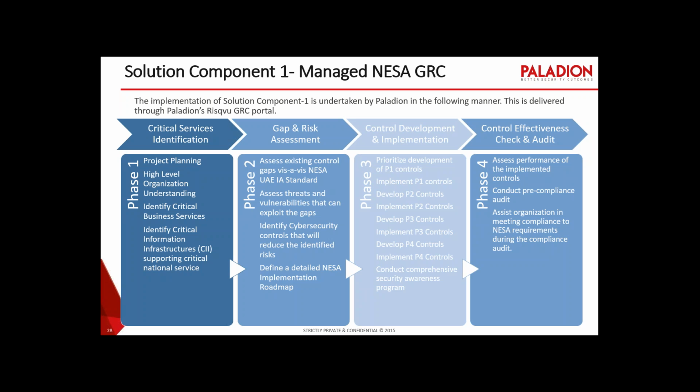Now, phase 1 includes multiple activities like project planning and high-level organization understanding, wherein we try to understand your overall organization, and then we identify the critical business services, which ideally you should have done much before the onset of the project, because that primarily sets the further requirement of the project. So identification of critical business services, identification of critical information infrastructure, which are supporting those critical national services.